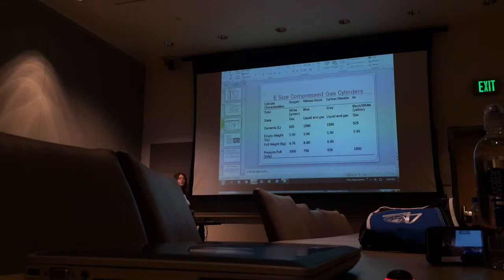Here's a typical chart that shows when your E cylinders are filled. The one that's going to be the lowest pressure is the nitrous oxide, and that is the only gas that comes in liquid form. So that's why it's so heavy. That is why it is so heavy.